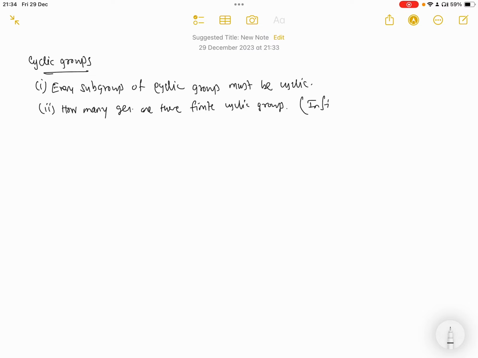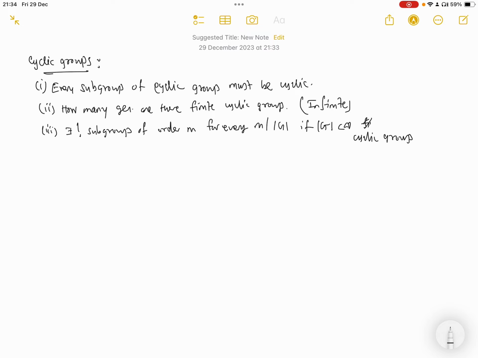We have not talked about the infinite case, which I will do now. So mostly we have seen this, and also we have seen there exists a unique subgroup of order m for every divisor m of the order of G if G is a finite cyclic group. Okay. So now let's come to this question for any infinite cyclic group.